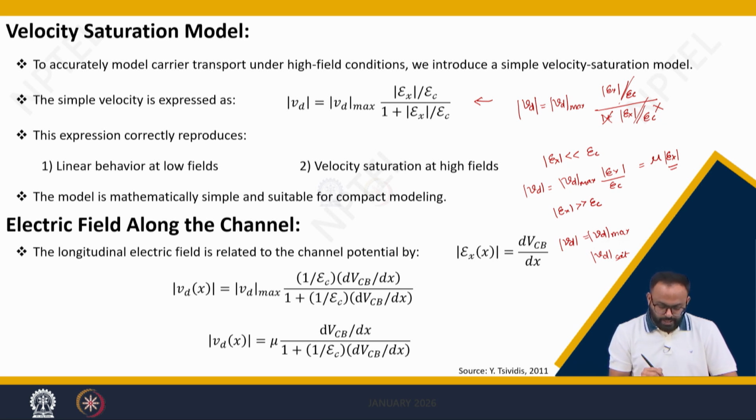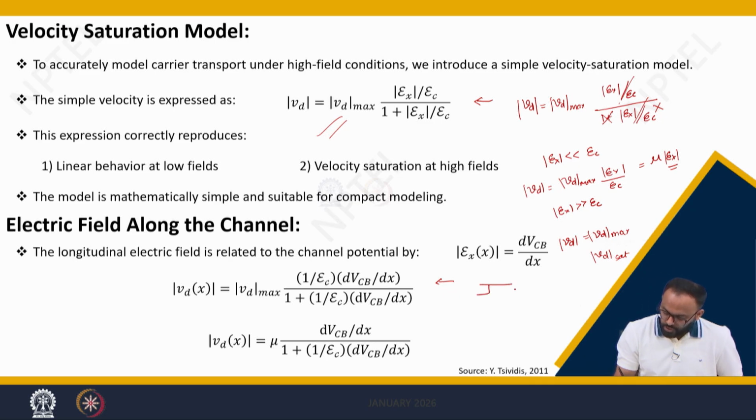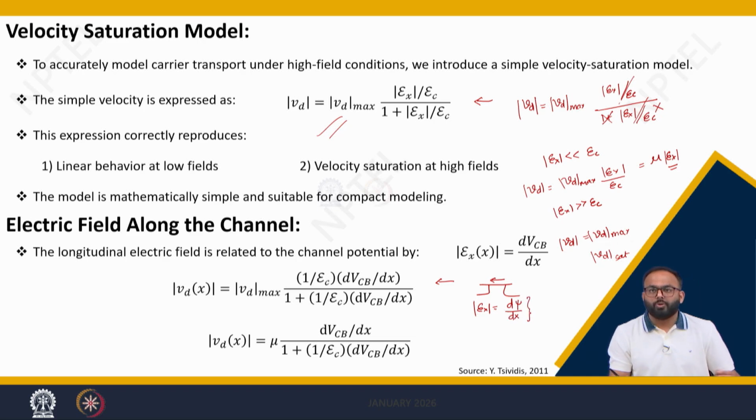Let us move further and see how we can incorporate this basic model of velocity saturation, which is widely accepted from different modeling approaches, in our current equation. As we are going for strong inversion, we can say the horizontal field along this direction is given as Ex equals d psi by dx. We already used this equation when deriving the current equation for the drift component, when we were deriving IDS1.